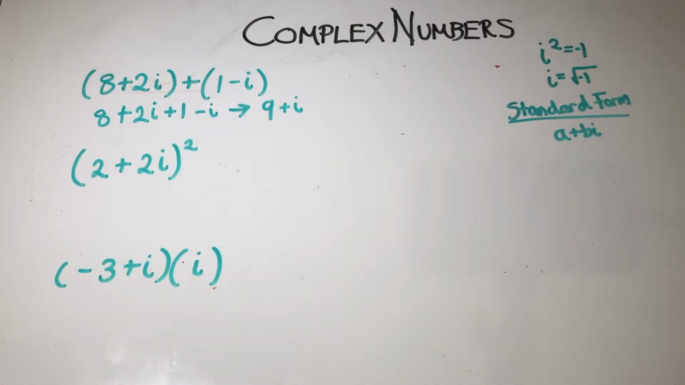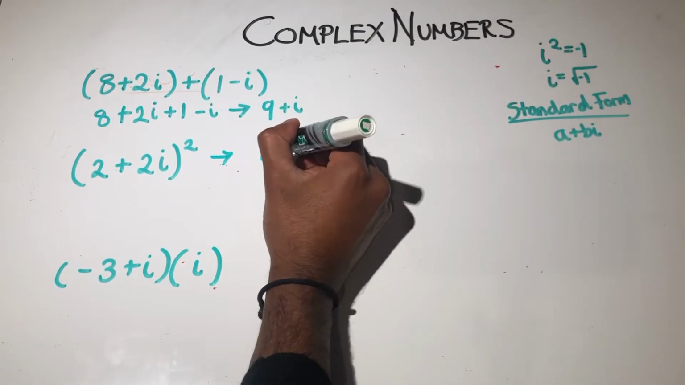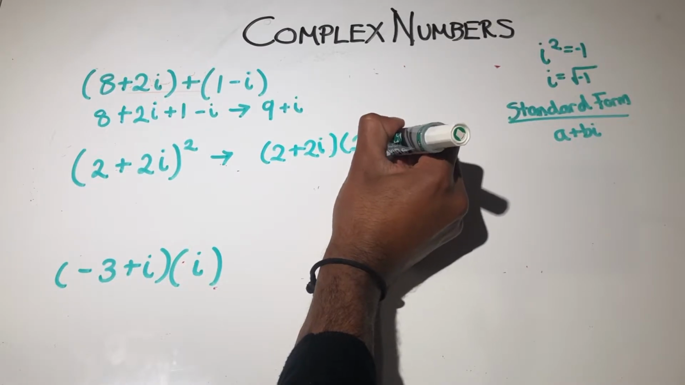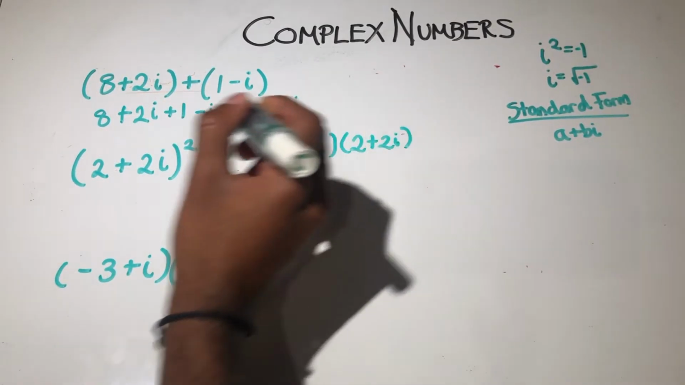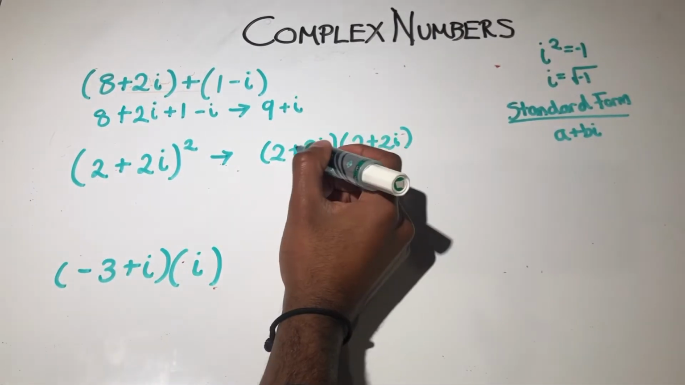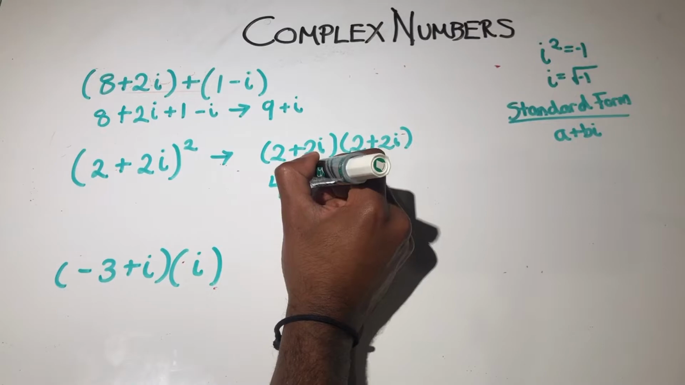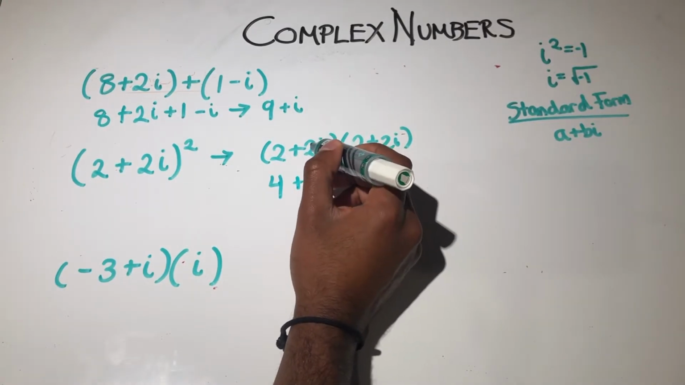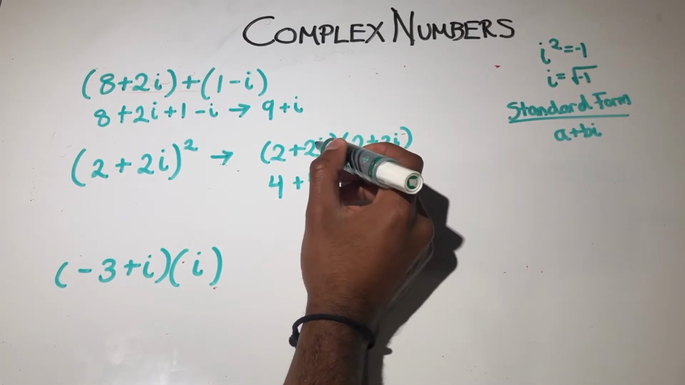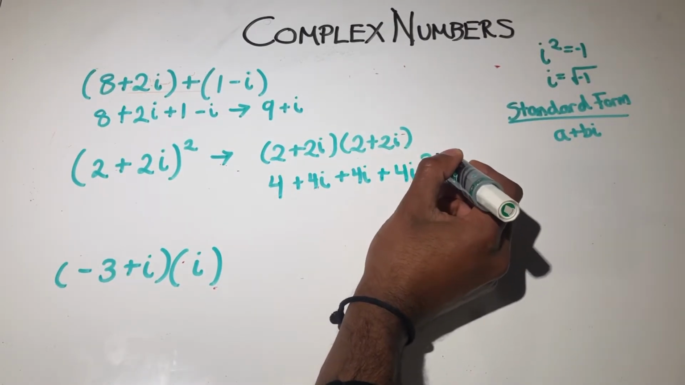Now we have 2 plus 2i squared. So what you're going to do here is break it up into two terms. So we have 2 plus 2i times 2 plus 2i. Then you can just use the distributive property here. We have 2 times 2, that's 4. Then we have 2 times 2i, that's going to give us plus 4i. And we have 2i times 2, that's 4i again. Then we have 2i times 2i, that's going to give us plus 4i squared.